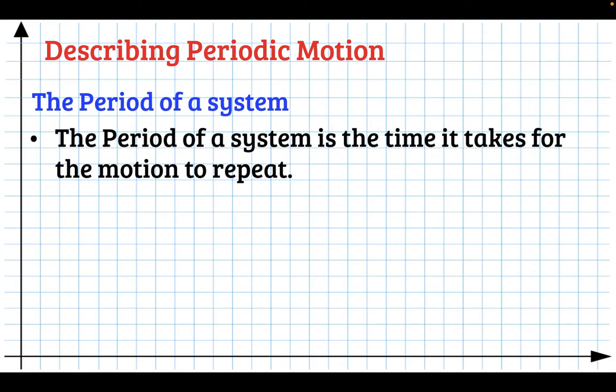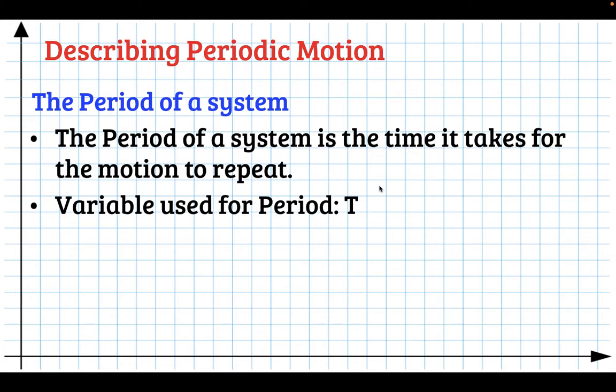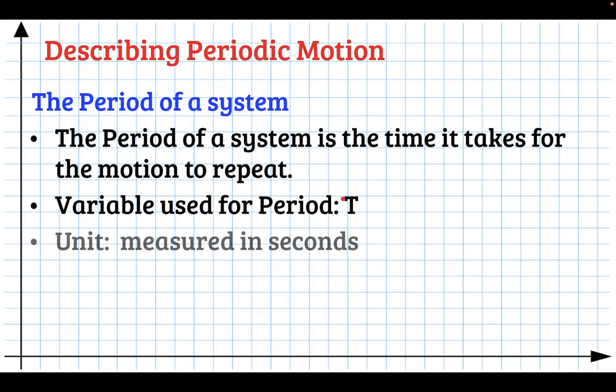So the period of a system is the time it takes for the motion to repeat itself. We are going to use the variable T to represent the period because it's really a time. We use t for time, and it's a special time, so we use capital T. So T is the period that is measured in seconds. All right?